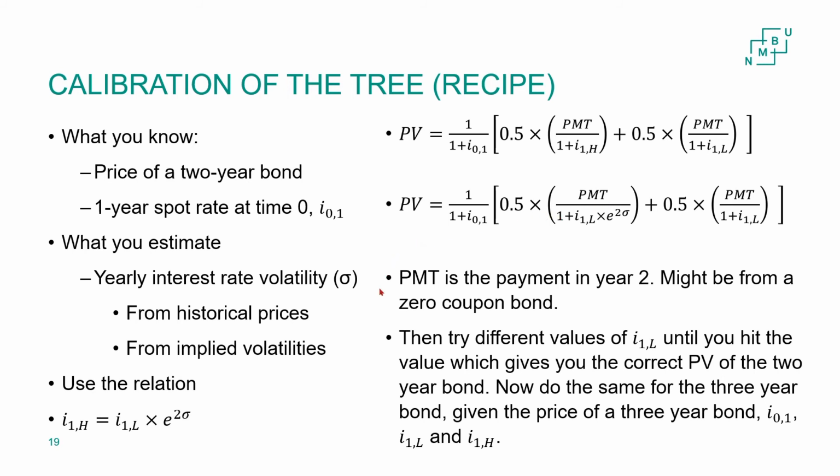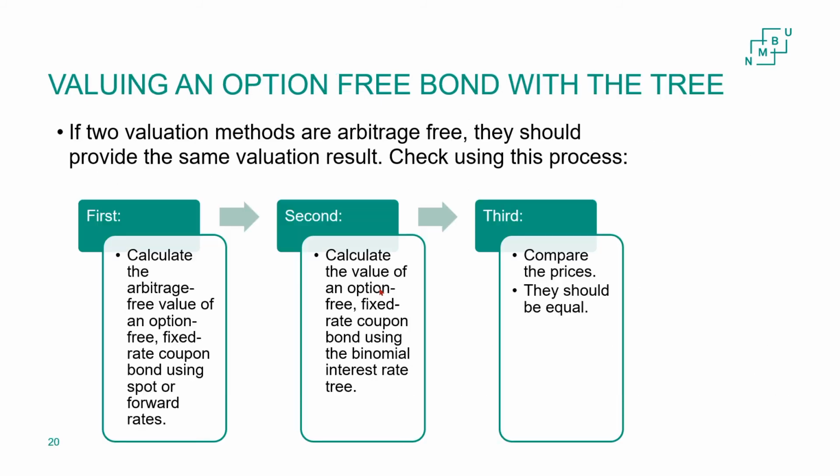So that's how you calibrate the tree. To check your tree, and you always have to check your tree such that you are certain that it's arbitrage free, you first calculate the arbitrage free value of a vanilla bond, like a straight coupon bond, and you use the yields that you have calculated from prices in the market, like spot rates or forward rates.